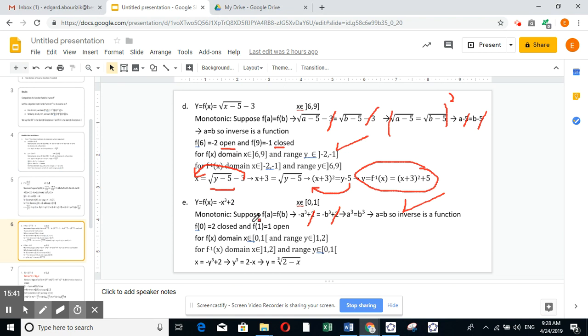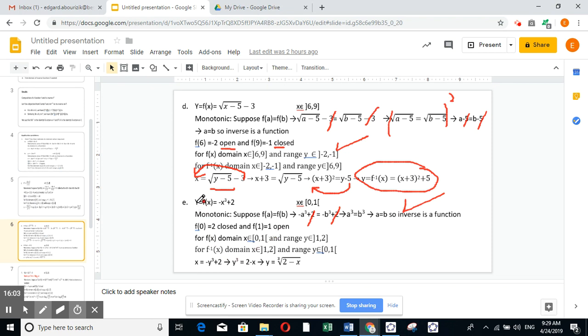So f of 0 is 2. f of 1 is 1. Open here, close here. So the domain of f of x is [0, 1), and the range will be from 1 till 2. So for f inverse of x, the domain will be just the inverse. So it will be from 1 open till 2 close, and the range will be from 0 till 1.